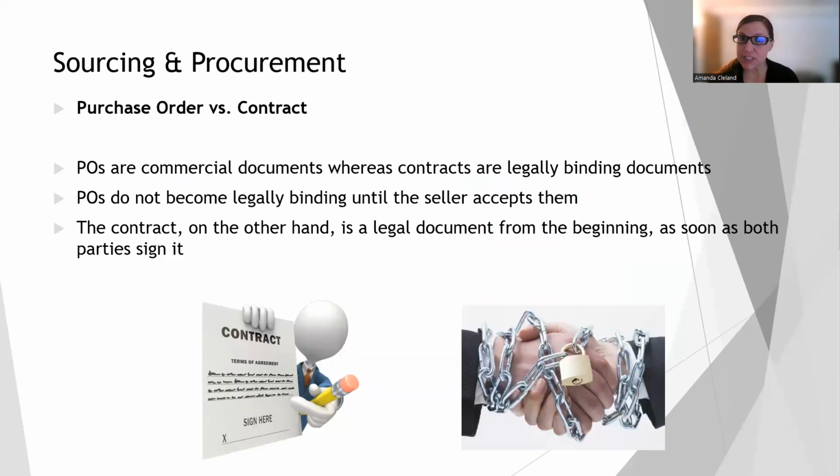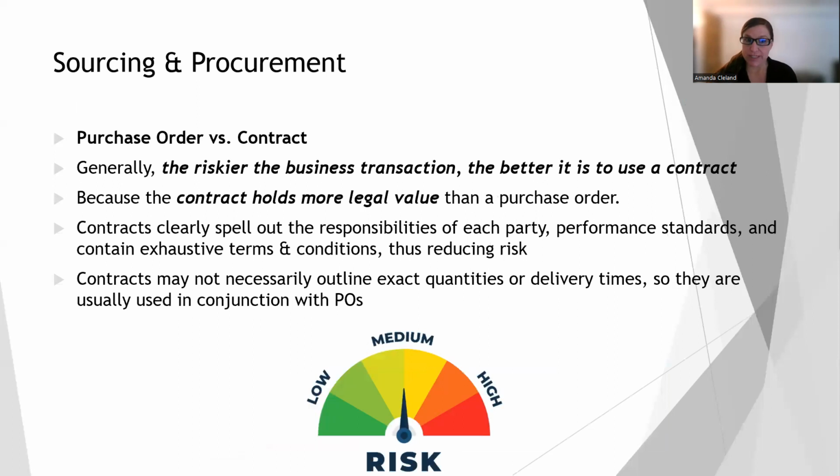So let's talk about the differences between purchase orders versus contracts. Let's talk more about how they're similar and how they're different. So POs, purchase orders, are commercial documents, whereas a contract is a legally binding document. Purchase orders do not become legally binding until the seller actually accepts them. The contract, on the other hand, is a legal document from the very beginning, as soon as both parties sign it. So again, a PO is a commercial document and a contract is a legally binding document. And usually, the riskier the business transaction, the better it is to use a contract.